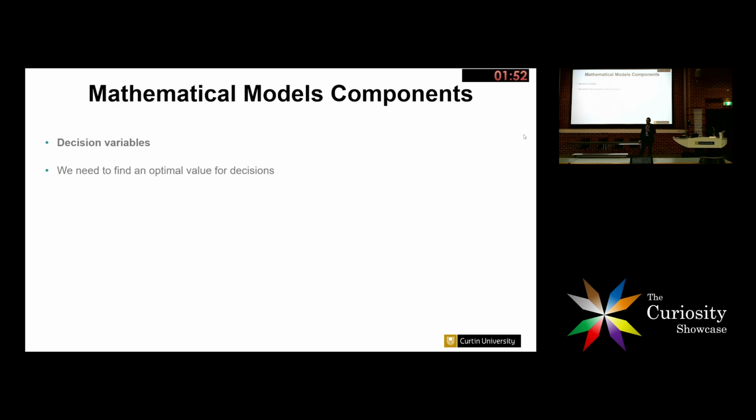I want to show you three main components of the mathematical models. The first one is decision variable. Decision variables are the things you want to decide about. You want to find the optimal level for those variables.